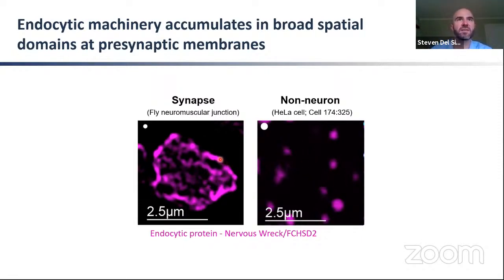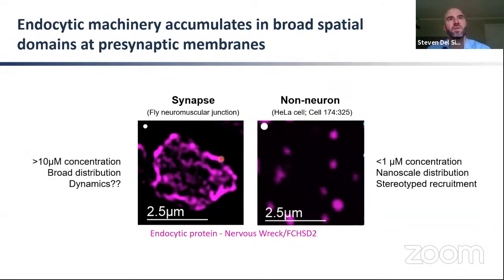And you can see quite clearly that at the synapse, this protein is decorating this large micron scale sort of mesh-like reticulum, whereas in non-neuronal cells, it's accumulating in these spots, which are effectively the size of a site of endocytosis. And these white dots here are meant to indicate the size of a site of clathrin-mediated endocytosis in each of these images. And so that's really one glaring difference, but also there are other differences.